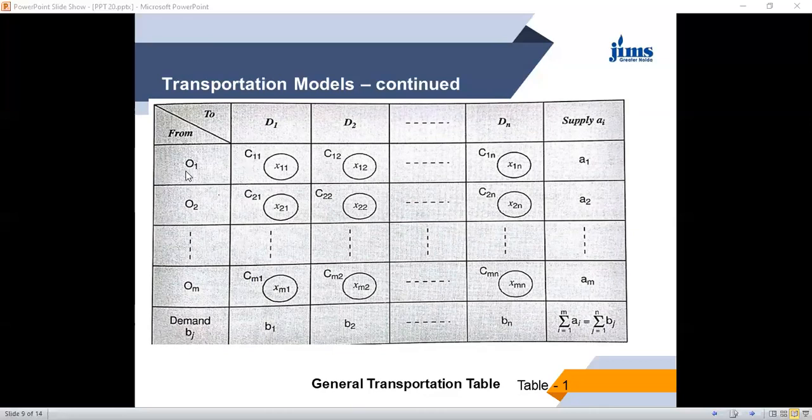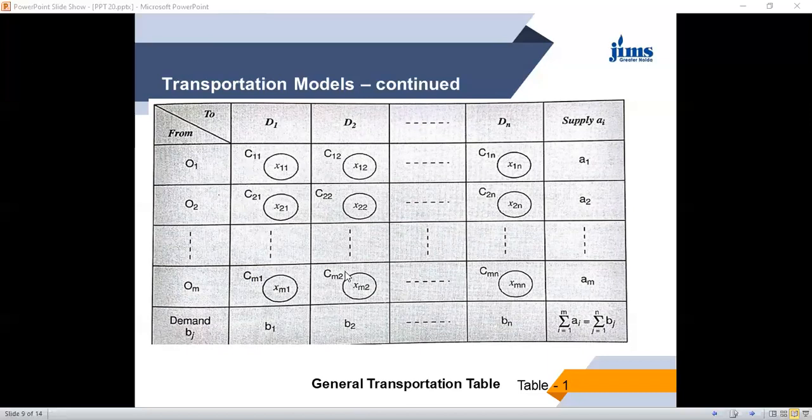You have decided that from origin O1 to D1, you supply a quantity of X11. From origin O1 to D2, you supply a quantity of X12. And the transportation cost of 1 unit of item from O1 to D1 is C11. From O1 to D2 is C12. Likewise, from O1 to Dn, it is C1n. So the cost of transportation from any origin Oi to any destination Dj is Cij. So these are the costs of transportation, and these are the amount of material which have been transported.